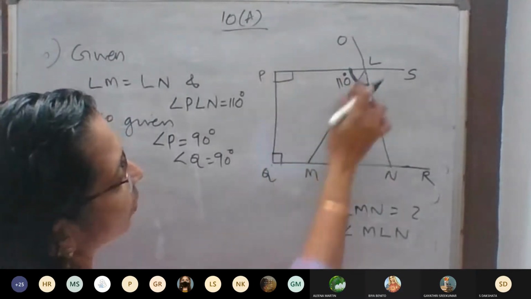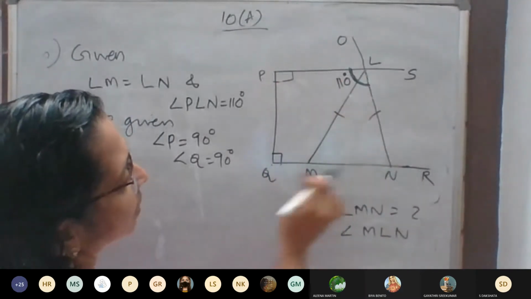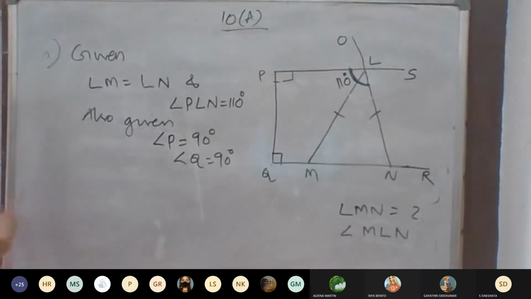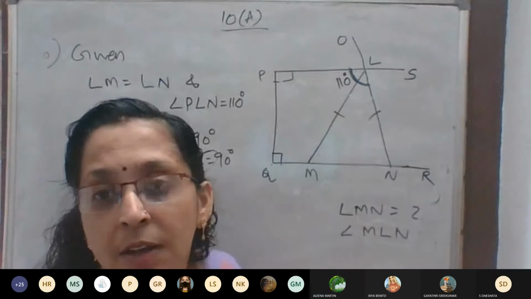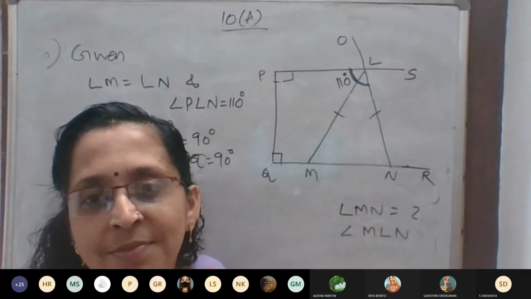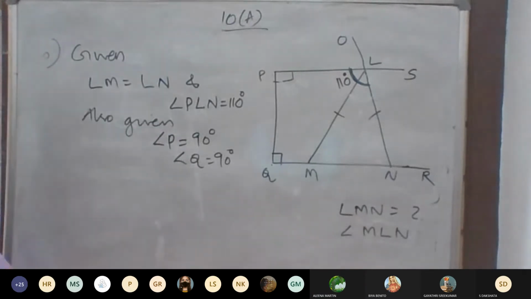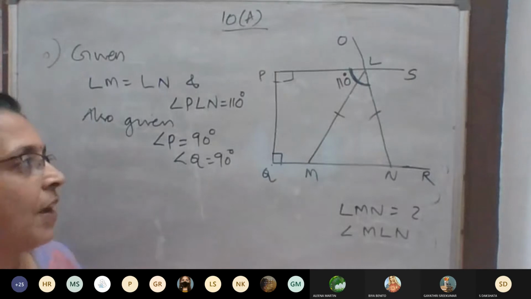If we consider this quadrilateral PLNQ, sum of angles of a quadrilateral is what? Sum of angles of a quadrilateral?